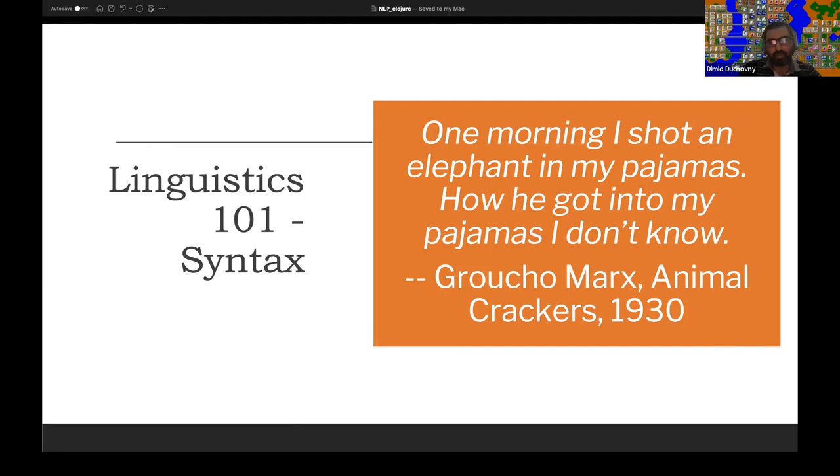And when we're talking about linguistics, one very important aspect, especially for NLP, is syntax, okay? And syntax is basically how different words are arranged together to form meaningful sentences.